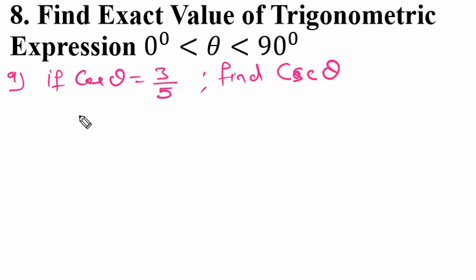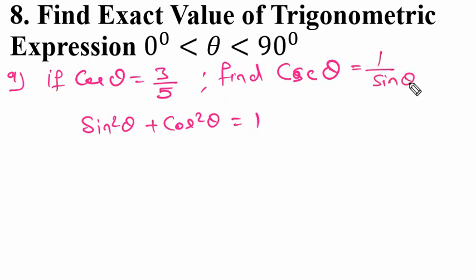So this is quadrant 1. We will use the trigonometric identity: sine square theta plus cos square theta is equal 1. I want to find cosecant, so what I will do, I will find sine, because cosecant is 1 over sine.